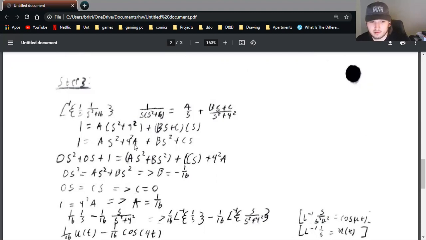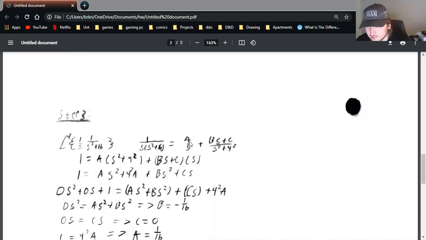And then we factor that out, organize it on both sides, and plug in the missing values where we have zeros, and we get 0s squared plus 0s plus 1 equals as squared plus bs squared plus cs plus 4 squared a. Then we can see that these two are squares, this is just s, so the numbers will equal each other. Put them in, set them equal, and solve for the variables: a equals 1/16, b equals negative 1/16, c equals 0.